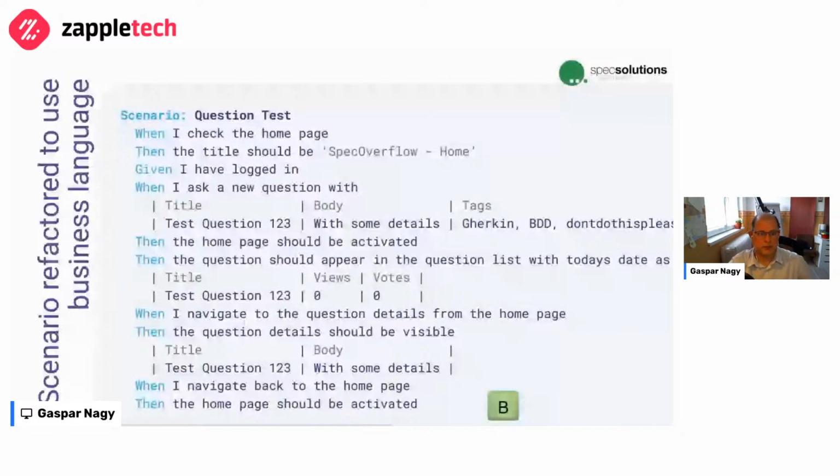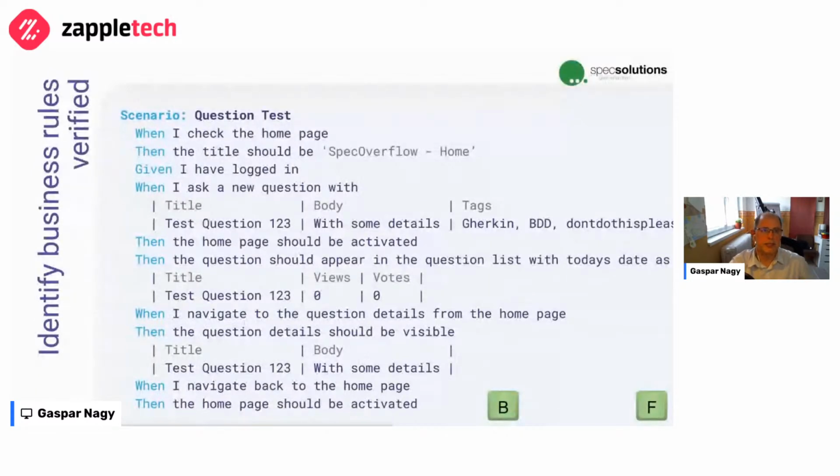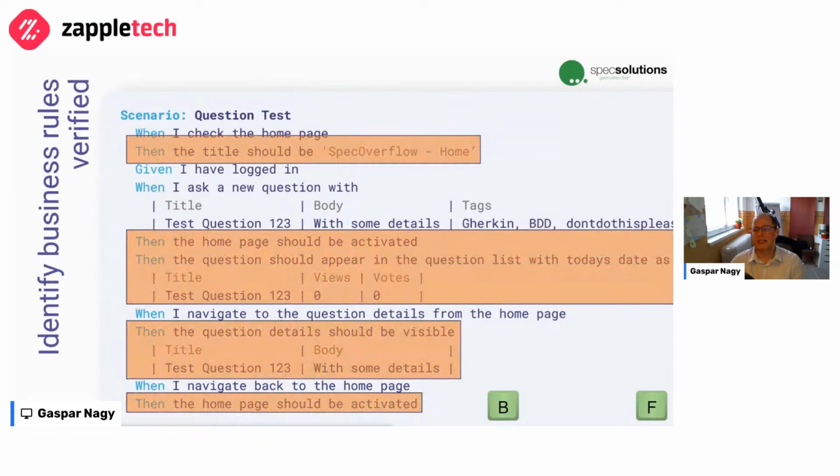But we will not stop here. We will move on with the next principle, the focus principle. The focus principle really means that we need to identify what kind of business rules this scenario is verifying, because we said that ideally every scenario should only support one business rule. And maybe this one is supporting multiple, we don't know yet. But if we analyze what kind of rules it is verifying, then we can look at the then steps. Typically, the then steps are the ones that are verifying the results, showing that we are doing some sort of verification.